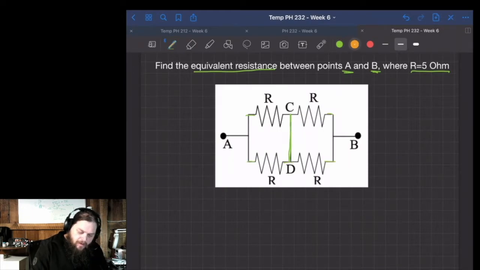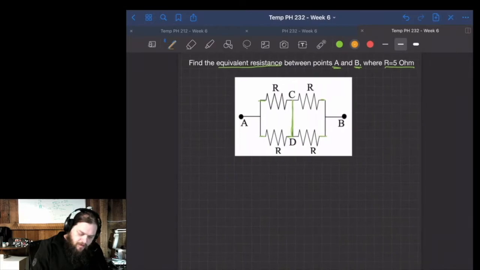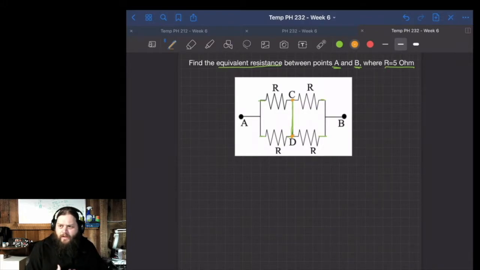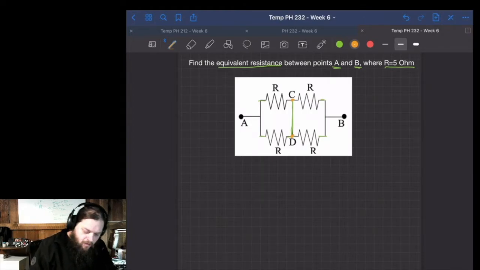I'm going to redraw this circuit a little bit, because points C and D, to me, are really the same point. Right? They're connected together. Their voltage is going to be the same. There's going to be some current that maybe could go back and forth between them. But since there's no resistance there, there's not really going to be much of a change. I can draw this same thing kind of like this.